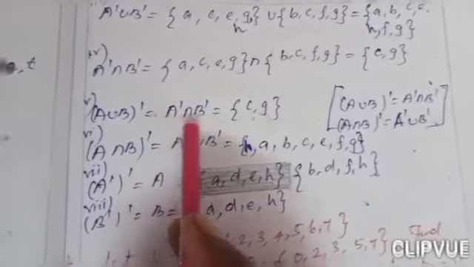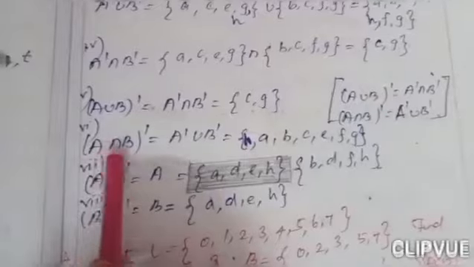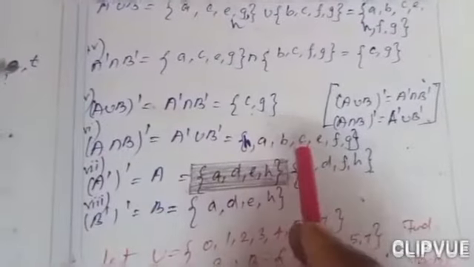This is the formula. A union B the whole dash is A dash intersection B dash. A intersection B the whole dash is A dash union B dash. How we get this formula, I will explain through a Venn diagram later.